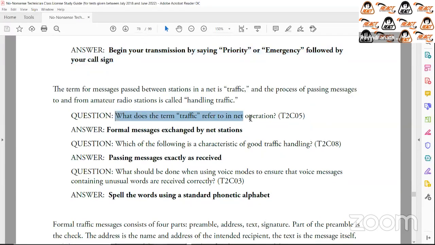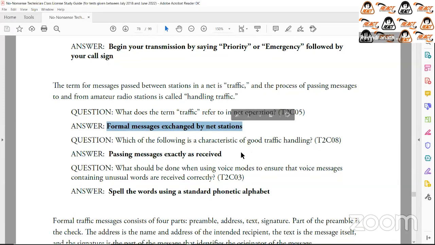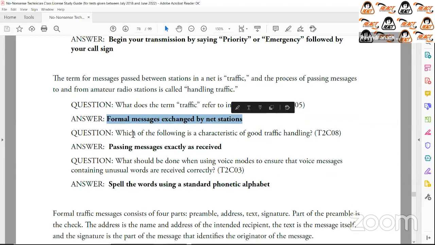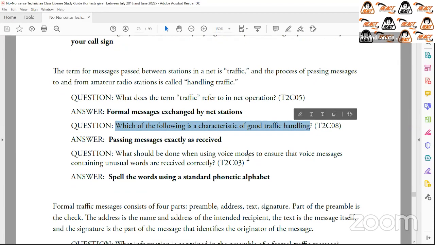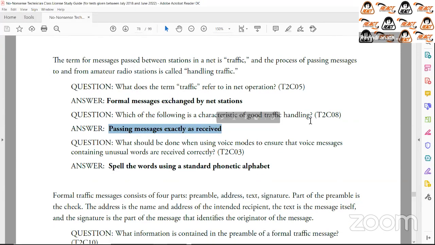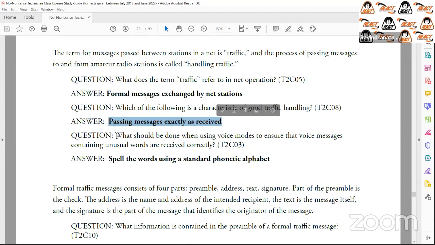All right. What does the term traffic refer to in a net operation? Remember we said it doesn't mean vehicular traffic. It is formal messages exchanged by net stations. So traffic means messages. Which of the following is a characteristic of good traffic handling? Well, you want to aim for accuracy, so the answer is passing messages exactly as received.